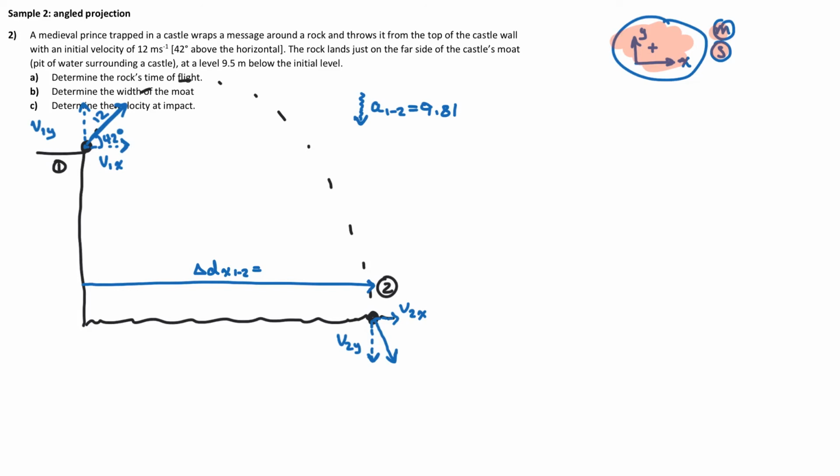And also, there's going to be one in the y direction, which is going to start from 1 and end at 2. This is the change from 1 to 2 in the y direction. Actually, I'm just going to replace this with 1 to 2 in the x direction. Just events first and then direction after. Good. And then there's going to be the change in time from event 1 to 2. And that's going to be the same.